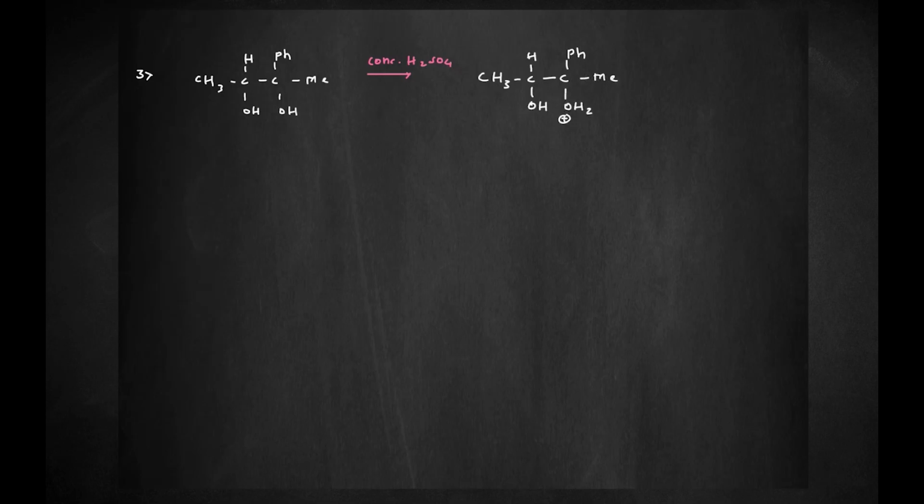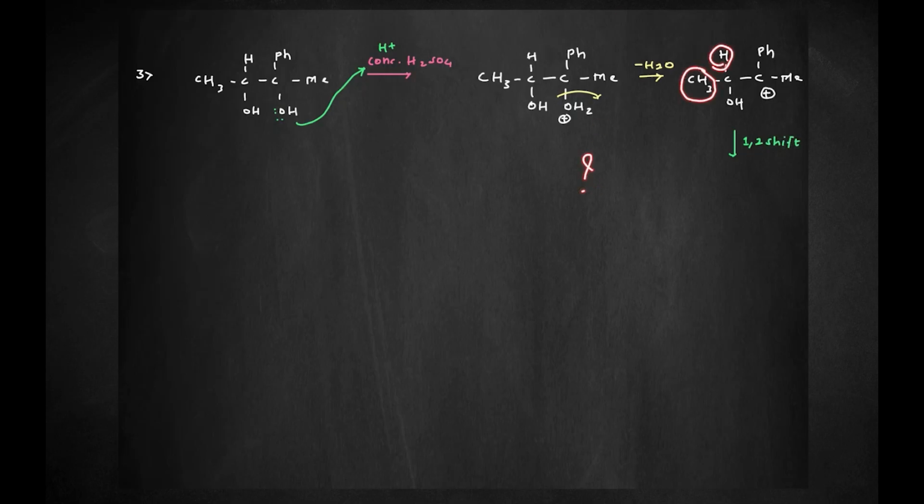So this will protonate here, gives their lone pair to H plus, OH2, there is water will be released, and what you will get, CH3CH, OH, C, phenyl, methyl, and this carbocation. Okay, so here will be again 1,2 shift, but what will shift? Yes, now here methyl group is there and hydrogen.